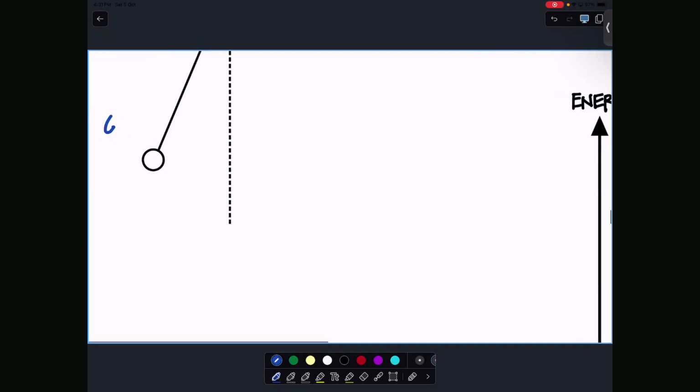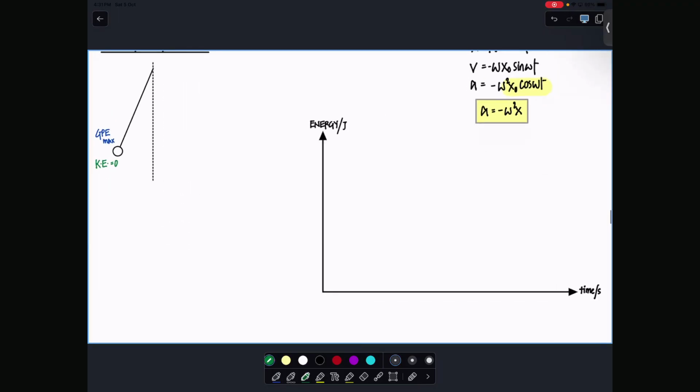Yeah, because you have held this in your hand, so there is no K here yet. So GP is maximum, and K is actually zero. Not minimum, K is zero because this is at rest. So if I want to plot a graph here, my GP is going to be maximum. So let's call this the maximum value. And my K is how much at the start? Zero. So we know that the K starts from zero.